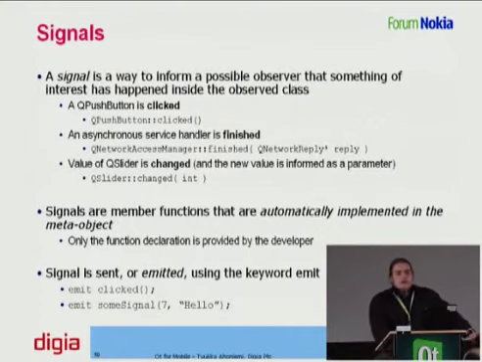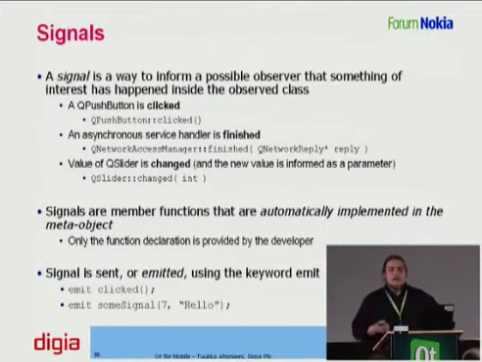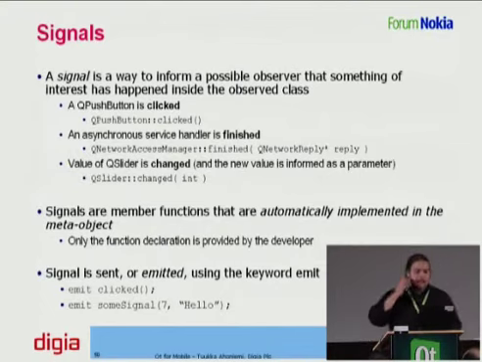In code level, these are actually member functions. You define them, but you do not implement these. You just declare them in the header file, and the meta object actually handles the implementation. So the purpose of this is that you're able to send a signal: you emit a signal, you shout out loud inside some object that something has happened. You do it by saying emit and the name of the signal, which actually just results in calling that function.